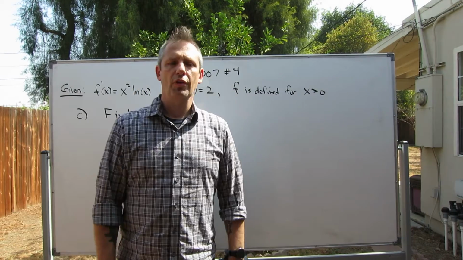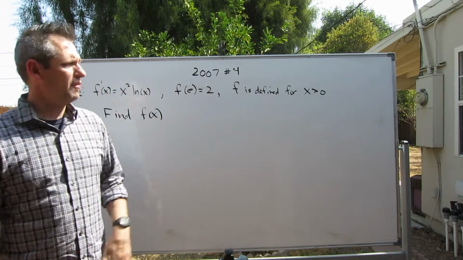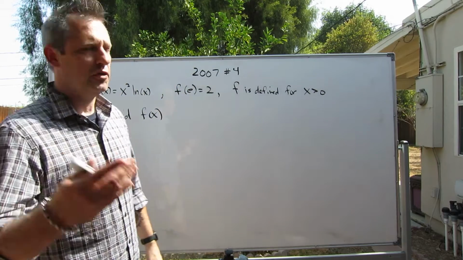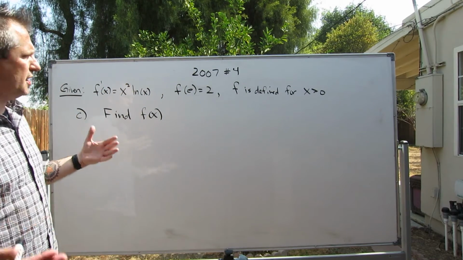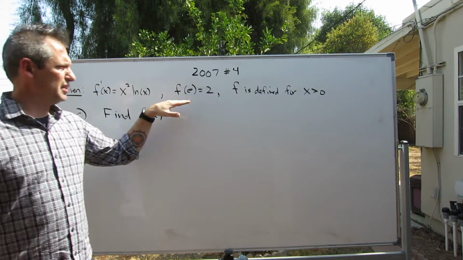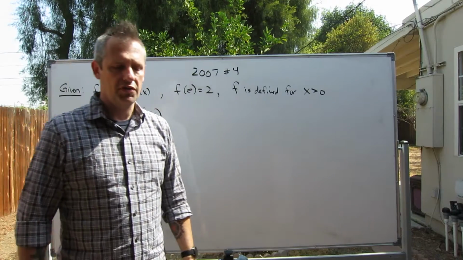And that's my answer. Okay, here we are in the final part of problem 2007, number 4 on the AP Calculus BC exam. In the first two parts, we've been reasoning about this function f of x, which we don't know, but we know some things about it, like its derivative, its value at a certain place, the fact that it's defined when x is bigger than 0.